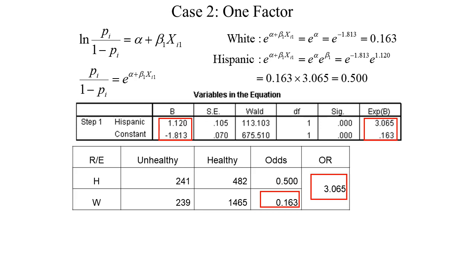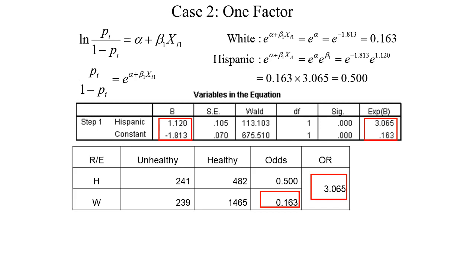Among the 723 Hispanic persons, 241 persons were self-reportedly unhealthy and 482 were healthy. The odds were 241 to 482, exactly 0.5. For whites, 239 were unhealthy and 1,465 were healthy. The odds were 239 to 1,465, which is 0.163. The odds ratio between Hispanics and non-Hispanic whites was 0.5 over 0.163, which was 3.065.